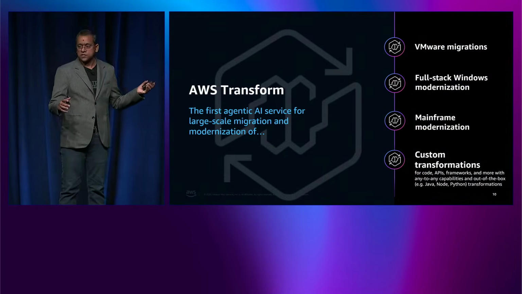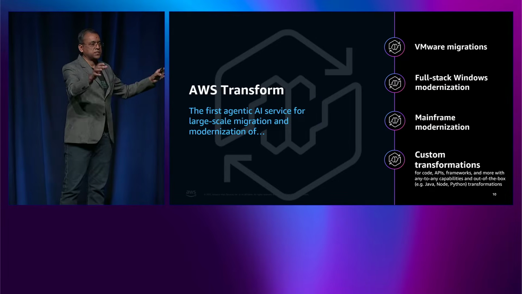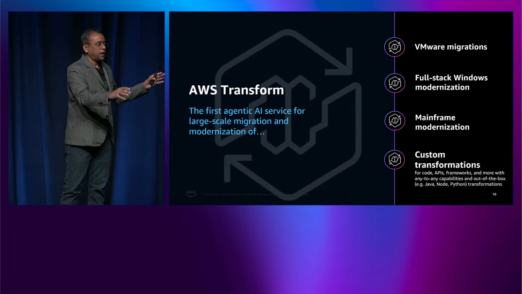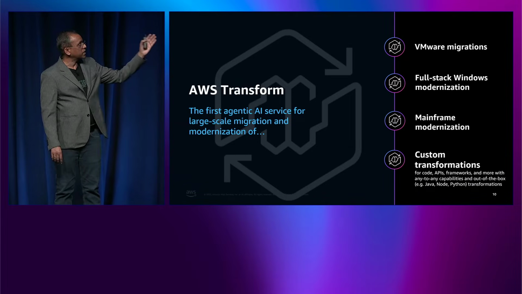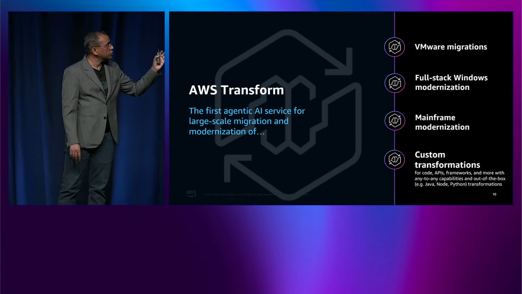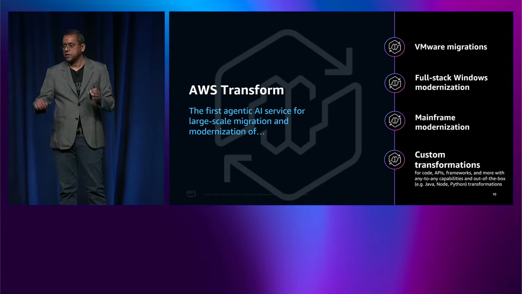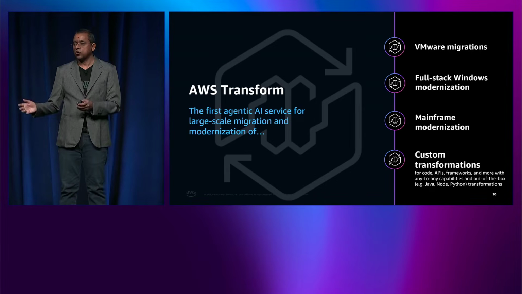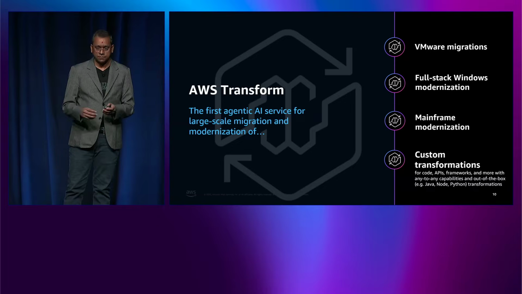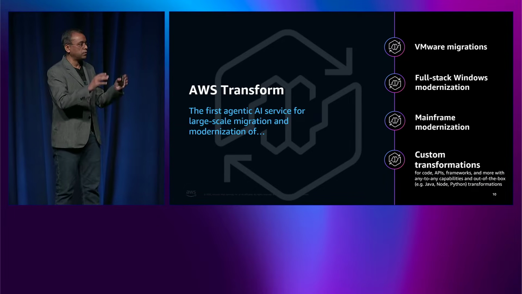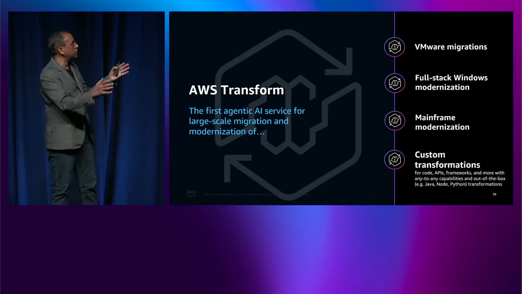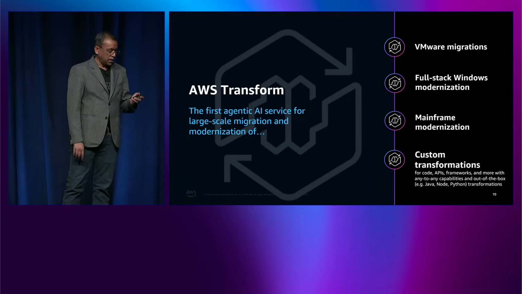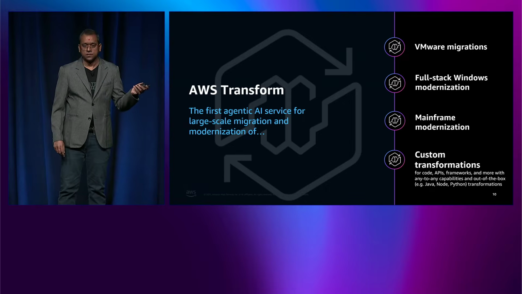AWS Transform for VMware is part of a bigger service. It's AWS Transform. Collectively, the service has capabilities for migrations and modernization for Windows, as well as mainframe and SQL Server databases, and what we launched on Monday was custom. So you can transform from any to any state. Those are now all part of AWS Transform, and this is our agentic system.